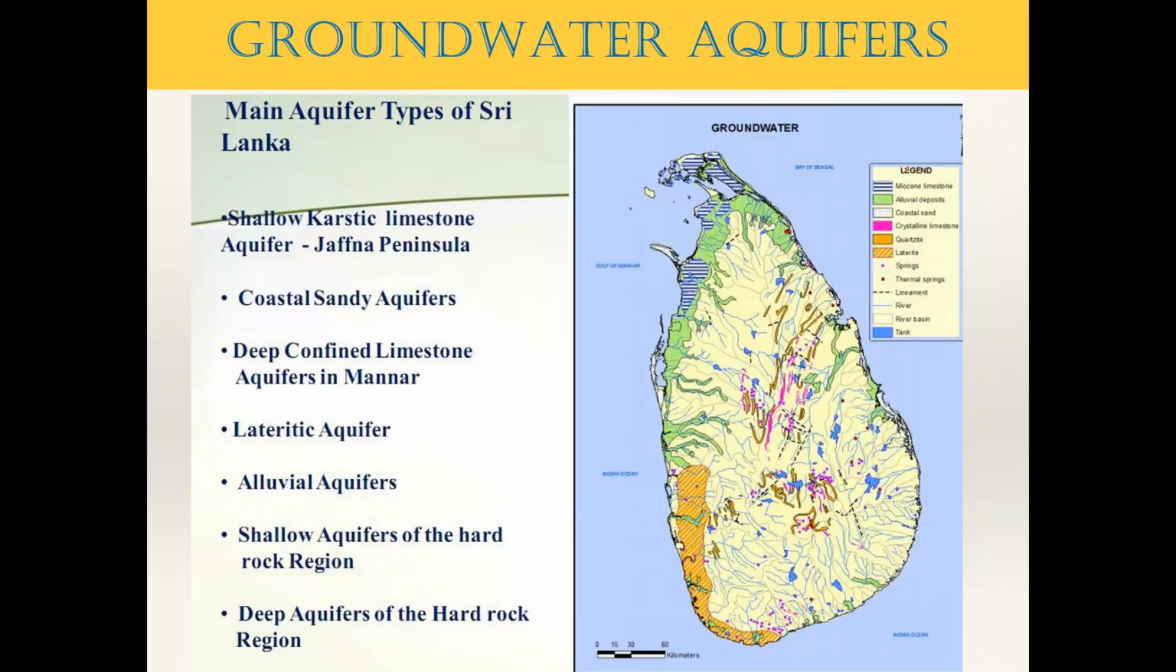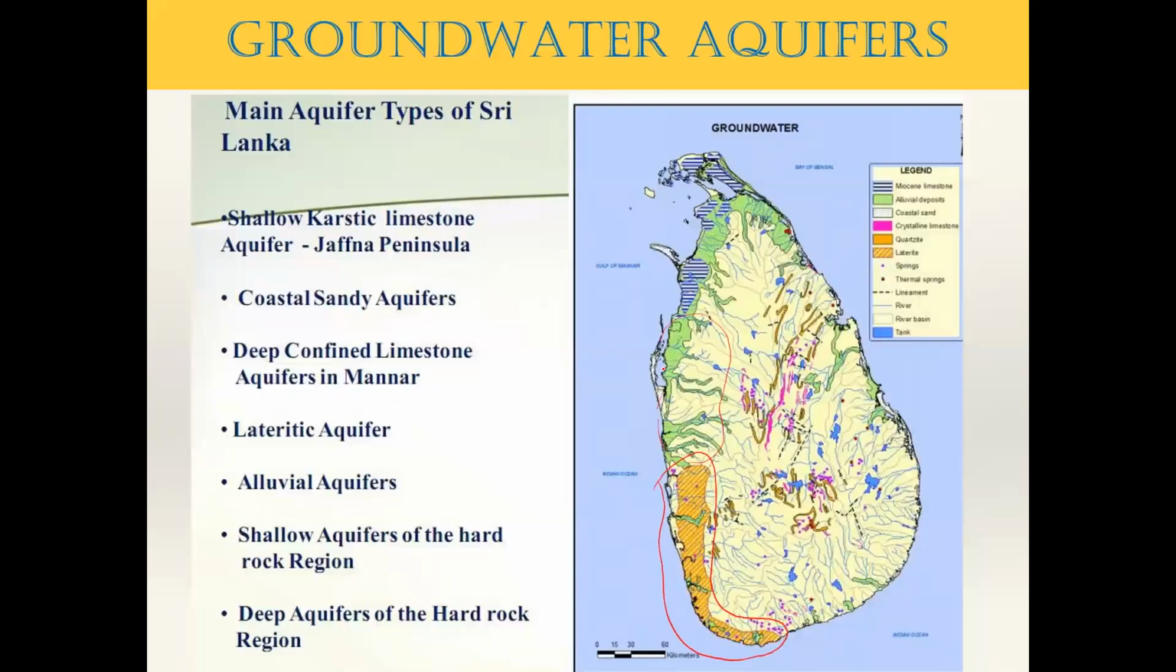But if you come to the southern belt here, the formation is called lateritic. In Sinhala, we call it kabok, right? So the aquifer is dominated by the lateritic formations, right? Then if you go to the river basins, how many river basins do we have in Sri Lanka? Major river basins?